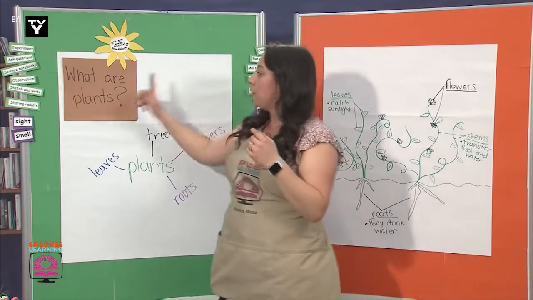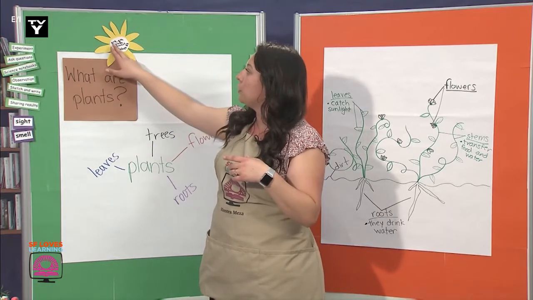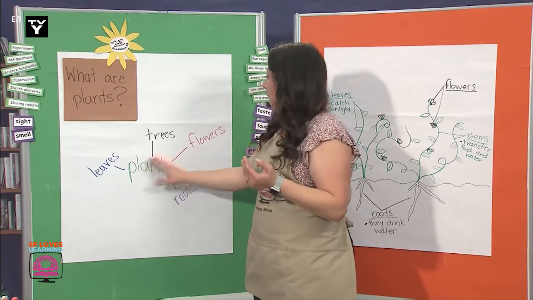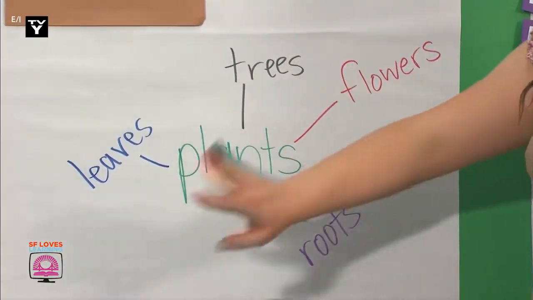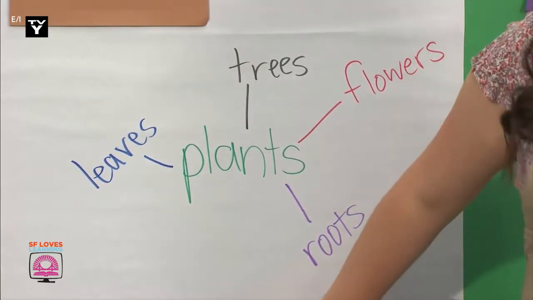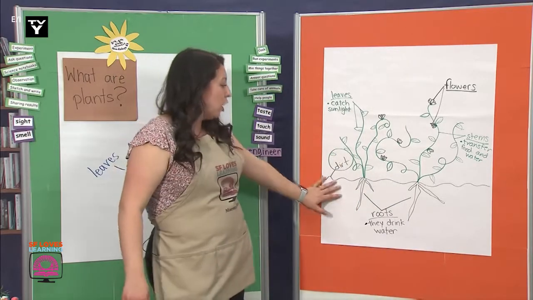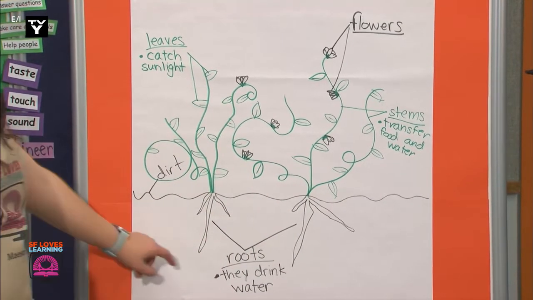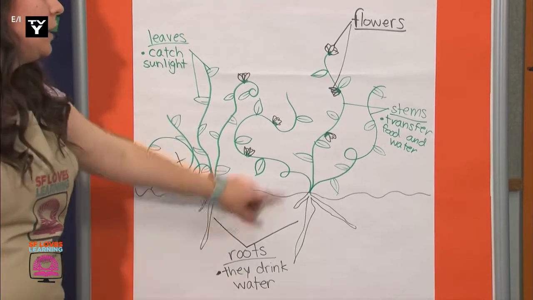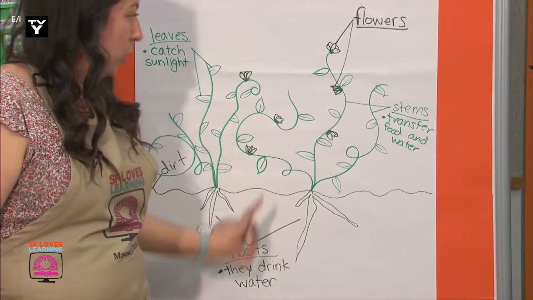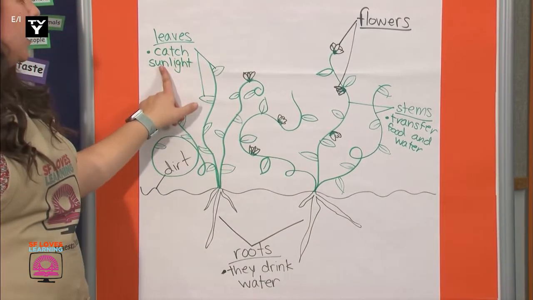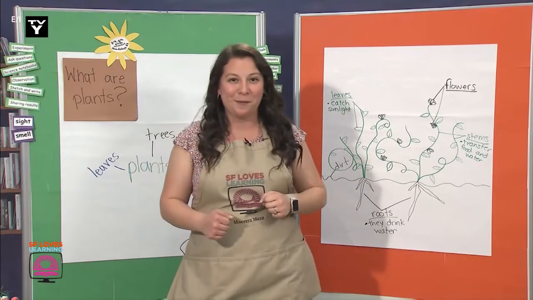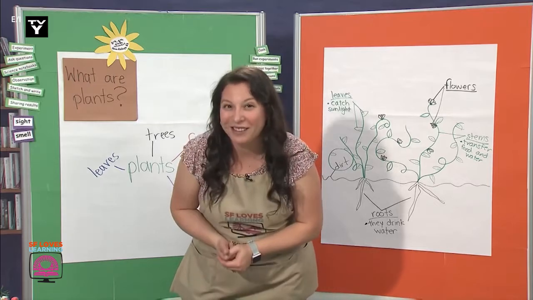So yesterday we had the question, what are plants, from a 3rd to 5th grader at Guadalupe Elementary. And things that we know about plants is they have flowers, they could be trees, they have leaves, and they have roots. Then we started our drawing of a plant. We identified that they have roots that drink water, stems that transfer food and that water. There's leaves that catch sunlight, and flowers. No notes yet. But wonderful job going over that.